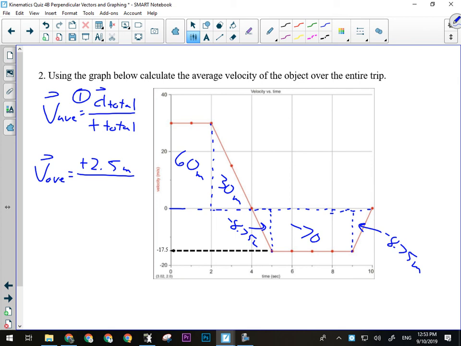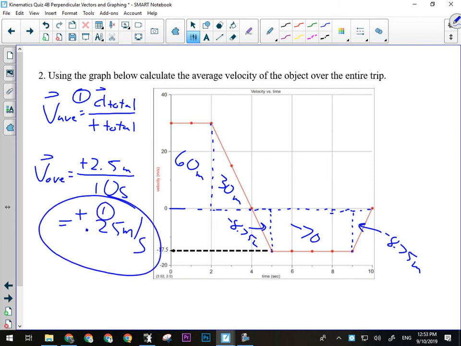Okay, and I'm dividing that by the total time, 10 seconds, right? Meaning that my average velocity is going to be positive 0.25 meters per second. Okay, that's their 7th and final mark. They must have the positive. Otherwise, their answer doesn't have a vector. Okay, the graph goes into the negatives, so we have to have a positive on anything that's not negative. Right?